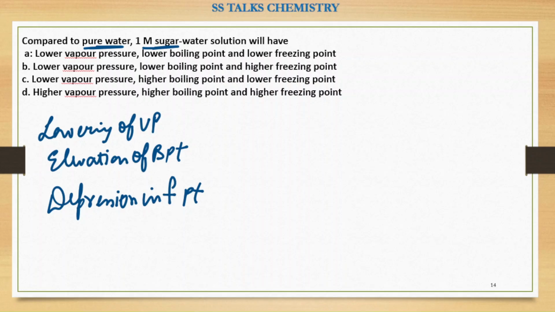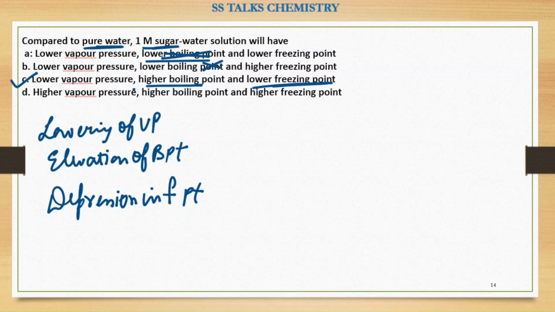So first is lowering of the vapor pressure. The next, they are saying, is lowering of the boiling point. So this one is incorrect. Boiling point is going to increase over here. In option B, it is saying lowering of the boiling point. So this is also not correct. Lowering of the vapor pressure, higher boiling point, and lowering of the freezing point. So this is the correct one, given to us in option C.